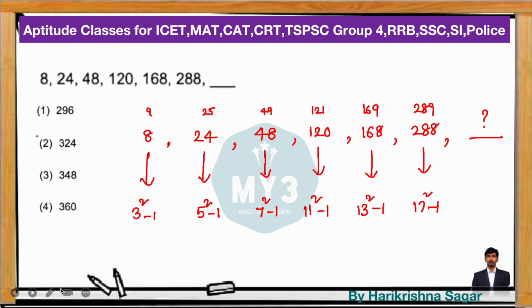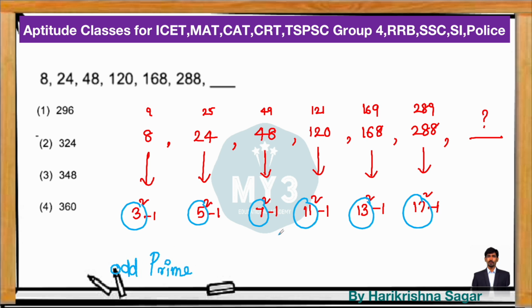If you observe these numbers, you will again understand a simple pattern here. This is 3, 5, 7, 11, 13, 17. What are these numbers? These are odd prime numbers. What is the next prime number? The next prime number is 19. 19 square minus 1 should be your answer. 19 square value is 361. 361 minus 1, mark the answer as 360, available as option 4.